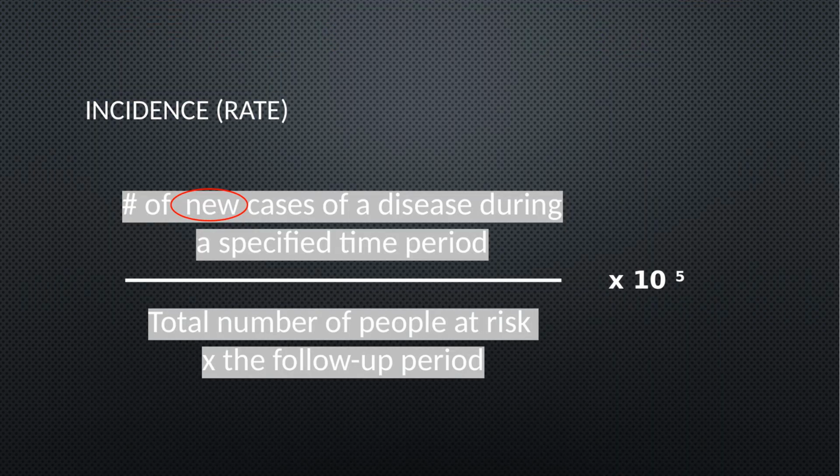Incidence rate measures how often new cases occur over a defined time. The numerator counts only new cases during that time. The denominator is the total number of people who were at risk and followed for the entire period. Always specify the time period and any scaling, for example, per 100,000 people, so comparisons are meaningful.